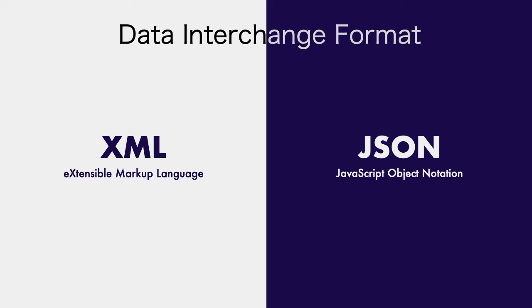These are the two formats for data interchange between web service provider and the client. XML stands for eXtensible Markup Language, which I'm sure the majority of you are familiar with. Then we have JSON, which stands for JavaScript Object Notation.